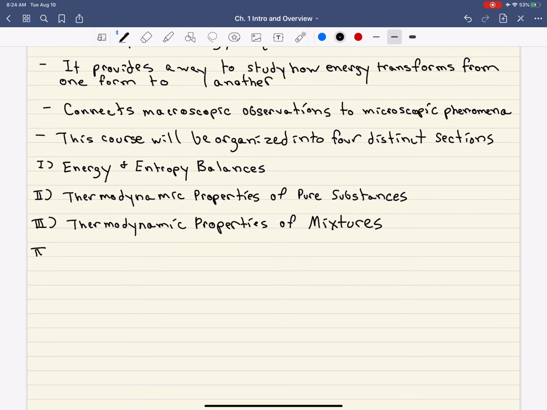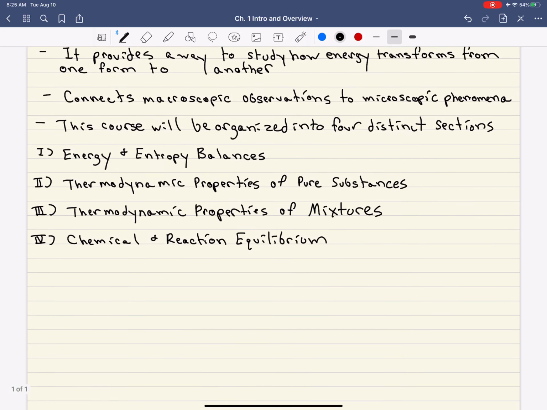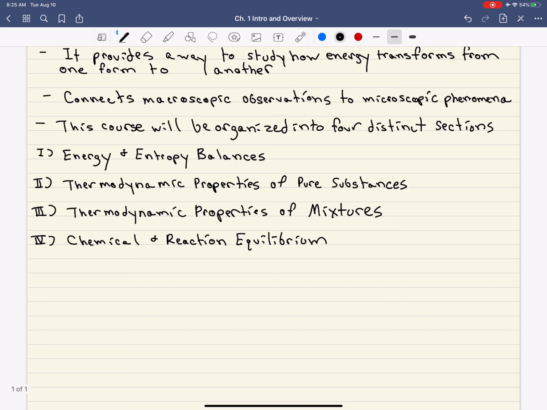And finally, in the last portion of the course, we'll then briefly touch on chemical and reaction equilibrium, discussing why reactions actually occur and what the end goal of these reactions are. All right, and so that's a brief overview of the course.